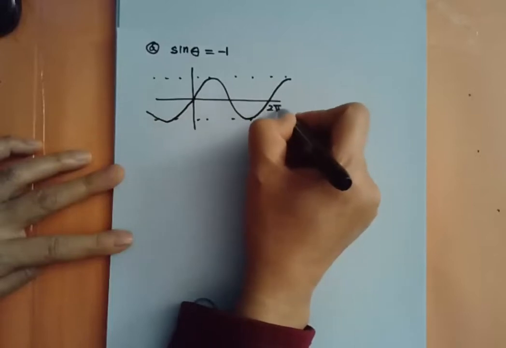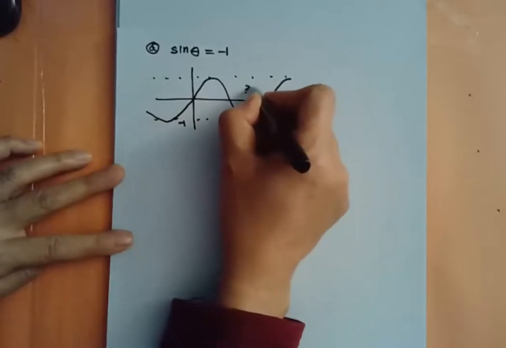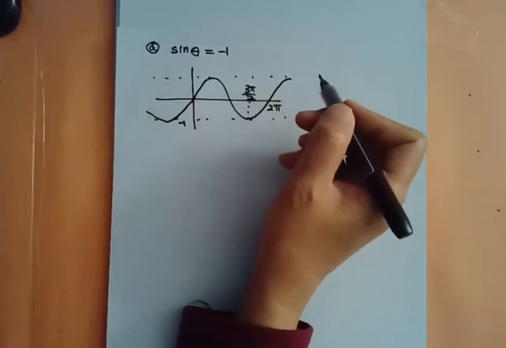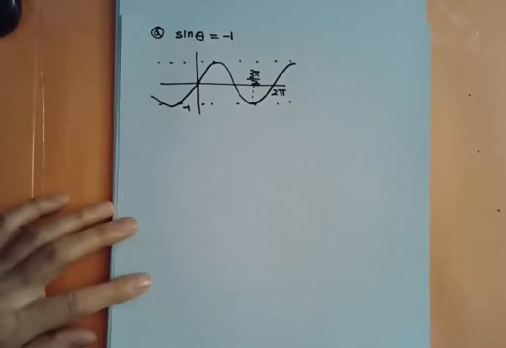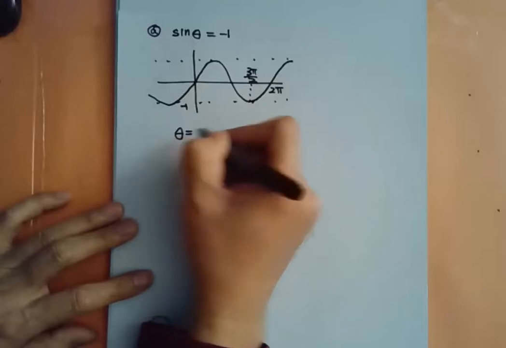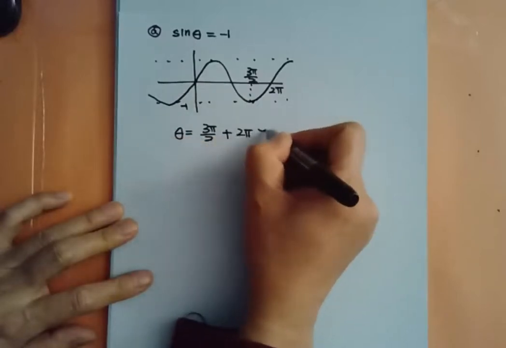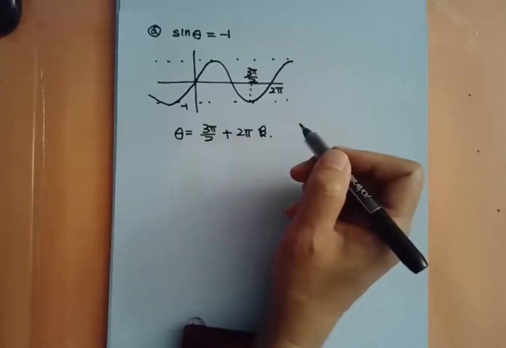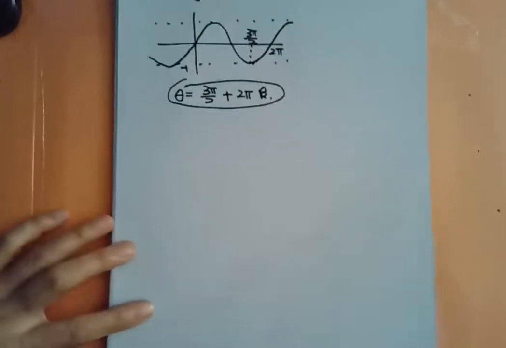This is 2 pi. This is 3 pi over 2, right? So the solution between 0 and 2 pi becomes 3 pi over 2. So theta equals 3 pi over 2 plus 2k pi. That's one of the solutions.